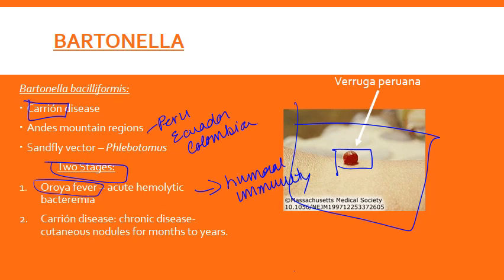The treatment for Aroya fever is actually ciprofloxacin. In patients for whom that is not indicated, like pregnant women and children, you can actually use amoxicillin with clavulanic acid. And just for the Verruga peruana, you actually use azithromycin.